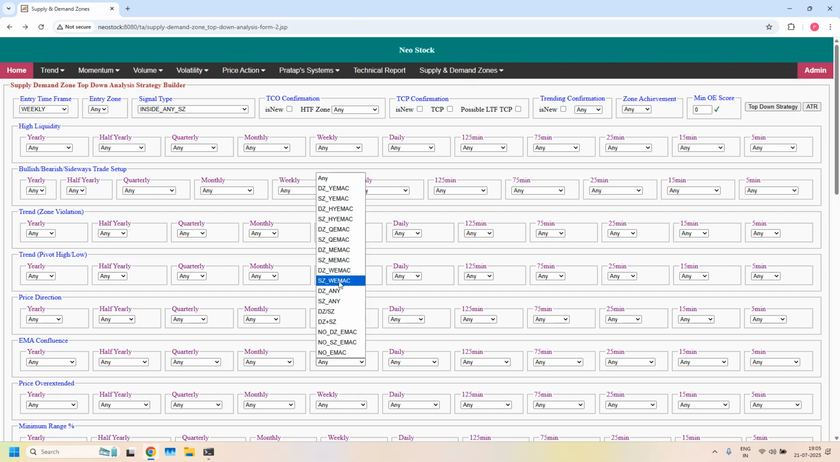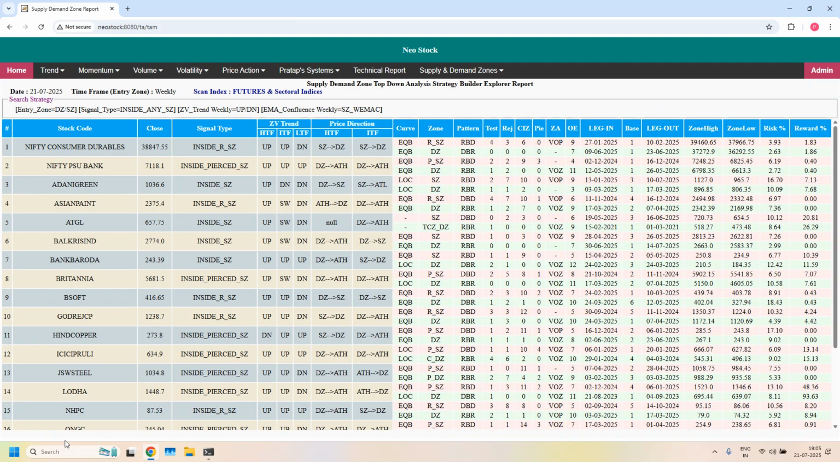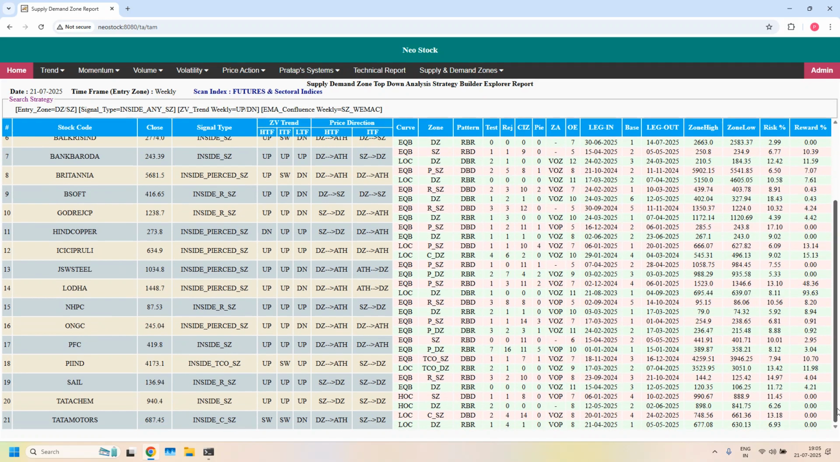Weekly supply zone with weekly EMA Confluence. At the same time, trend on the weekly should not be sideways. It can be up or down. Now the list is reduced to first 15 stocks in the list. Scrolling the list down. So total 21 stocks are filtered. So current price is closed inside these weekly supply zones, and those weekly supply zones are having weekly EMA Confluence. So this is about weekly time frame.